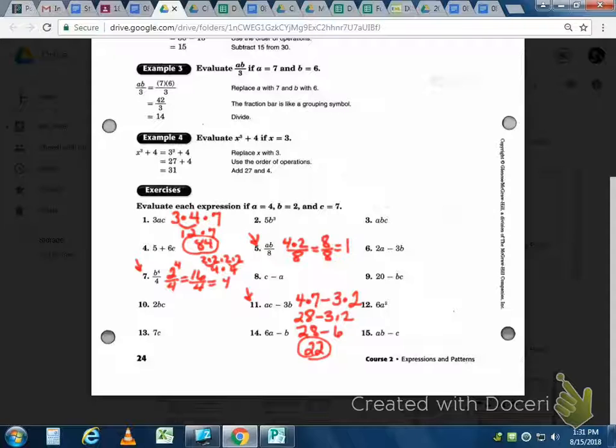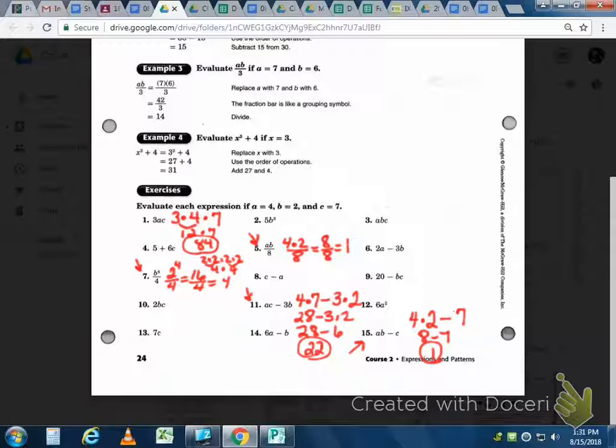All right, we're going to do one more. We're going to do number 15. AB minus C. Who wants to do AB minus C? Okay, you. So AB, we're going to multiply 4 times 2 and get 8. Well, wait a minute. Let's fill in the numbers first. 4 times 2, minus what? 7. Order of operations says do what first? Multiply. So 4 times 2 is 8 minus 7. And my final answer would be 1.